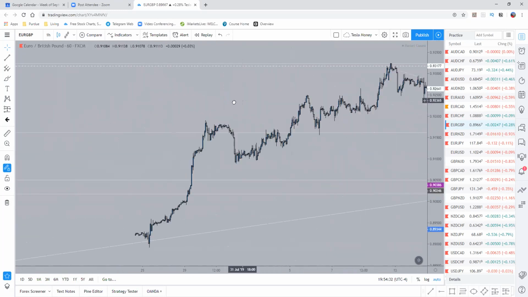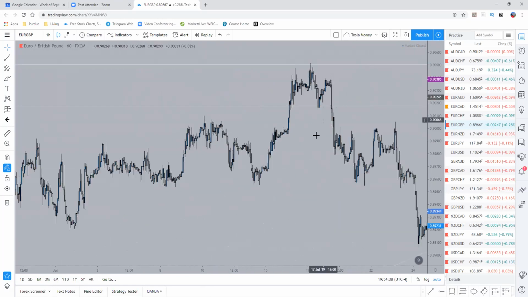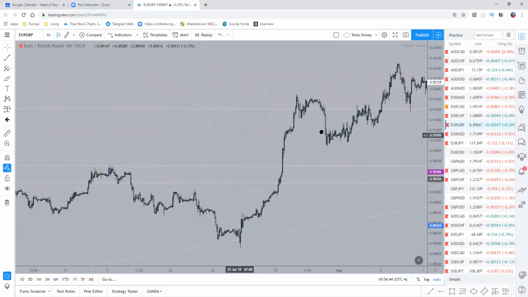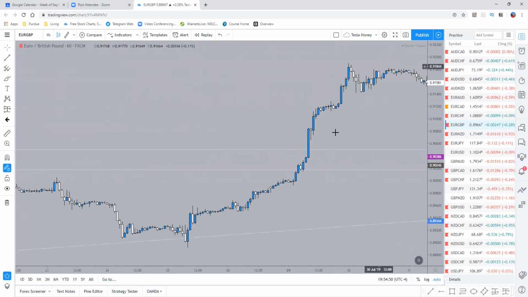So let's go right here. Right here, this is pretty strong and impulsive, and you have minor consolidations within it. So what I'm going to do is go down to a lower time frame to see the smaller impulses that are actually happening here. This is July 26, 2019. Come on, 15.